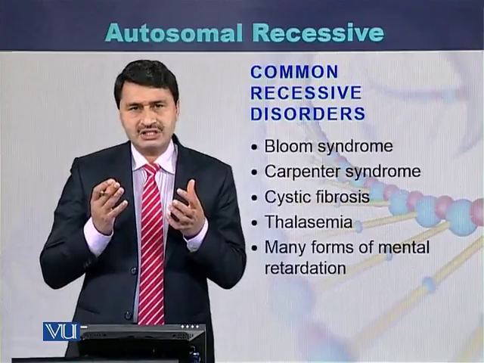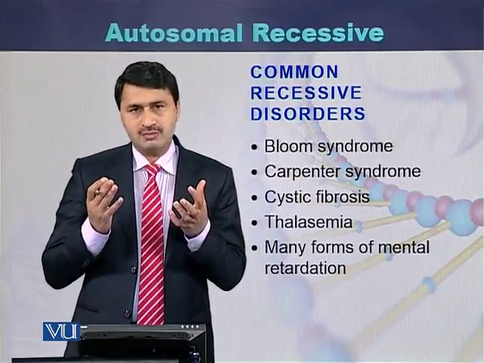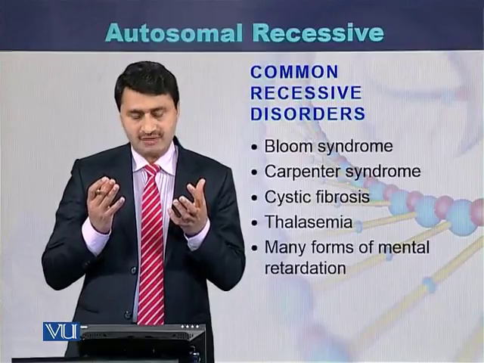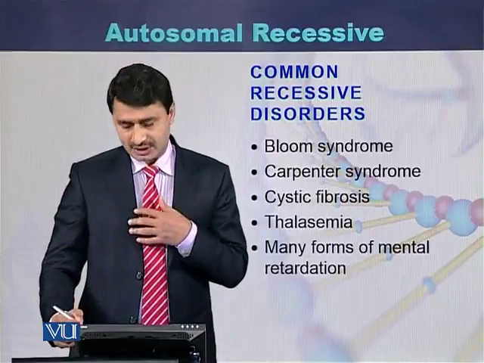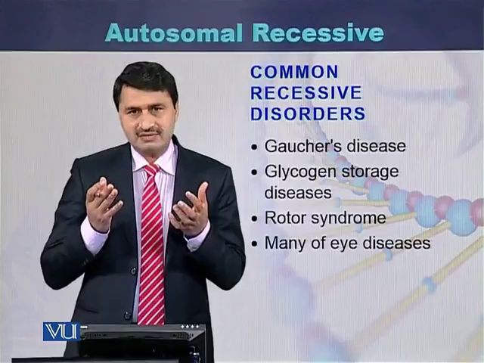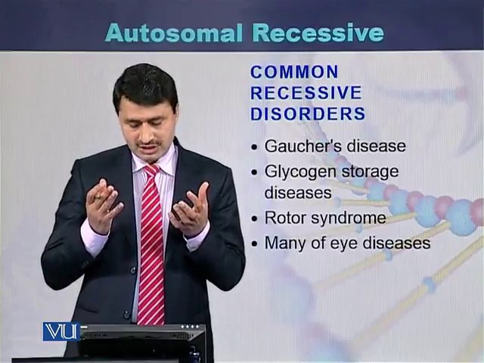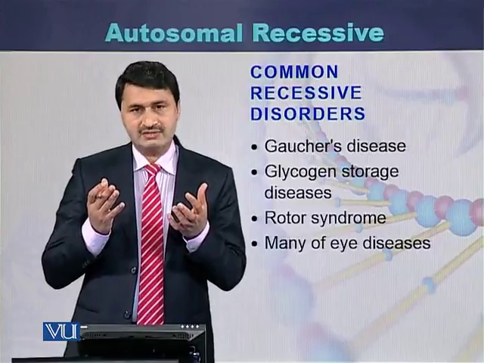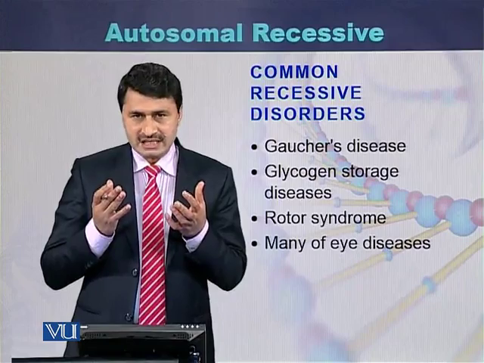Common recessive diseases which are usually seen in humans are Bloom syndrome, Carpenter syndrome, cystic fibrosis, thalassemia, and many forms of mental retardation. In addition to these disorders, we also see recessive diseases such as Gaucher disease, glycogen storage diseases, Rotor syndrome, as well as many forms of eye diseases. They are recessive in nature.